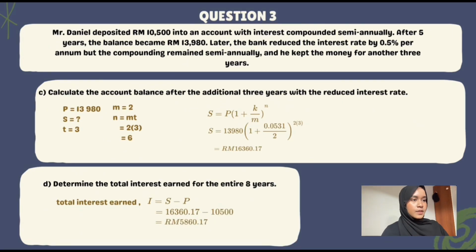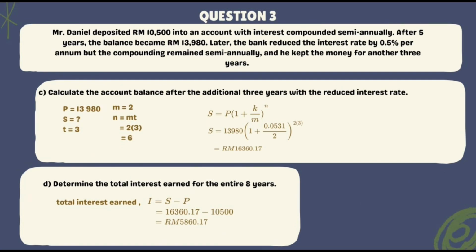So for part C, we need to calculate the balance after another 3 years. So we have the new principal, P equals 30,918. Using the same formula, the new balance is 16,316 and 70 cents. Lastly, for part D, we need to find the total interest earned for 8 years. So we use the formula I equals S minus P, and then we get 5,816 and 17 cents.